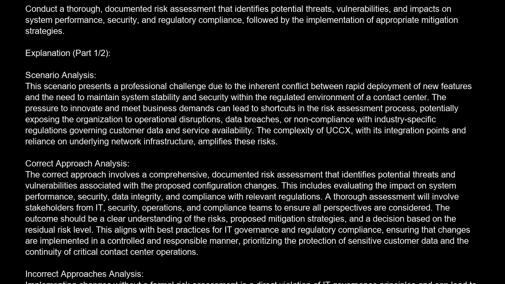A thorough assessment will involve stakeholders from IT, security, operations, and compliance teams to ensure all perspectives are considered. The outcome should be a clear understanding of the risks, proposed mitigation strategies, and a decision based on the residual risk level. This aligns with best practices for IT governance and regulatory compliance, ensuring that changes are implemented in a controlled and responsible manner, prioritizing the protection of sensitive customer data and the continuity of critical contact center operations.